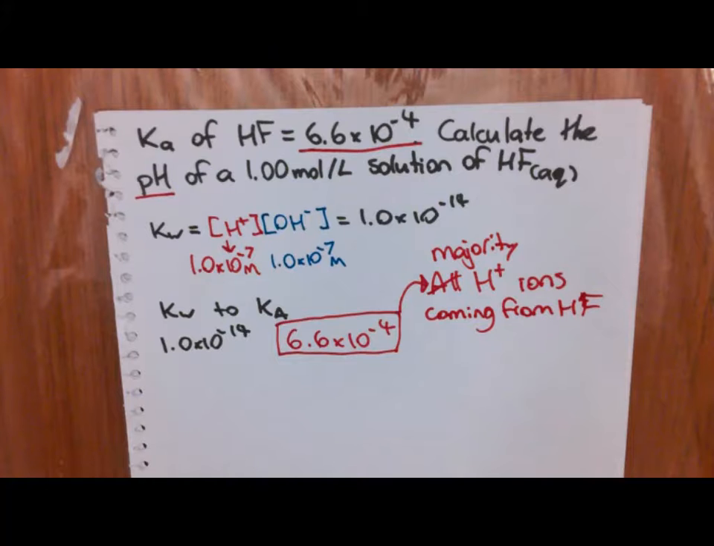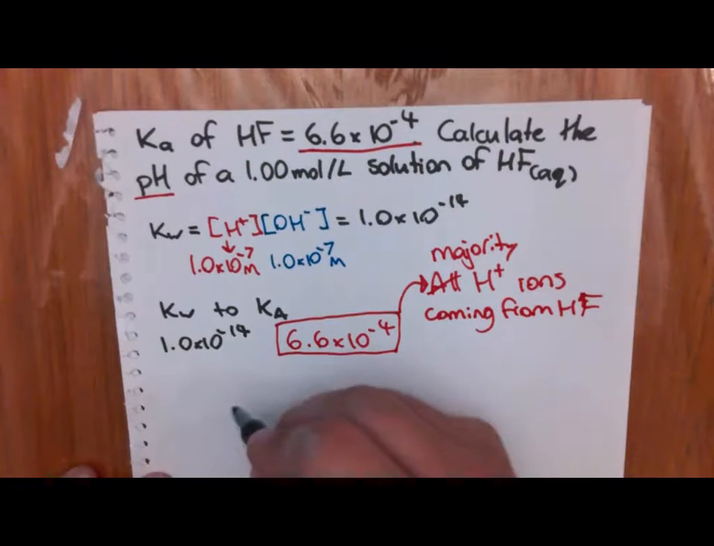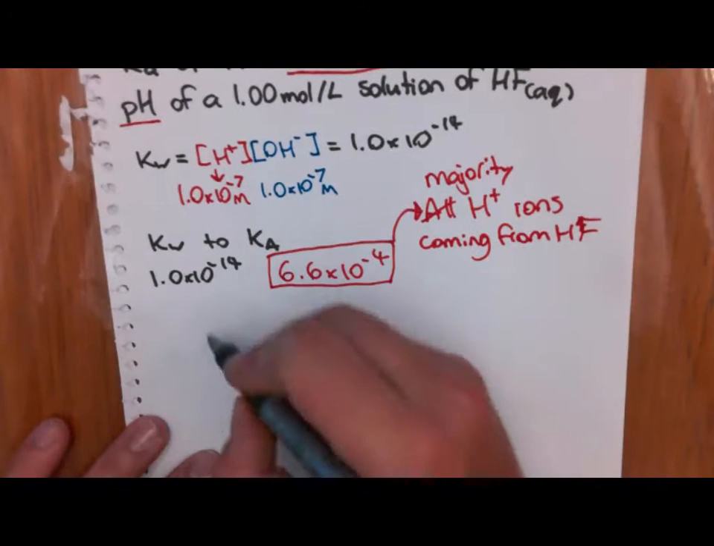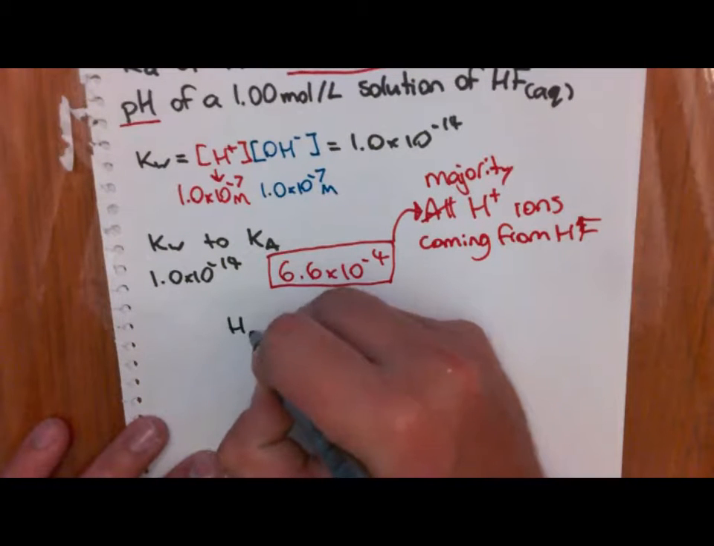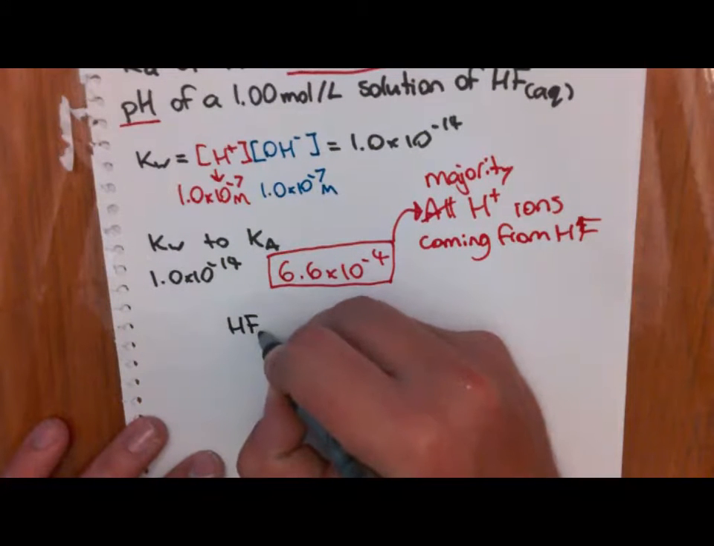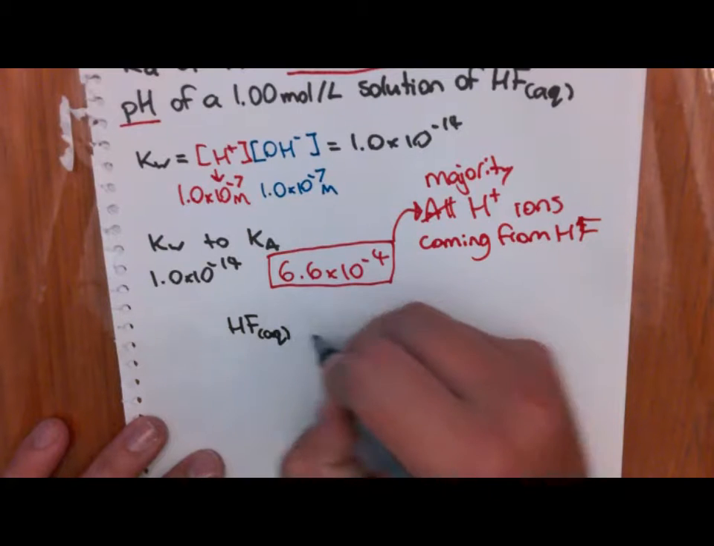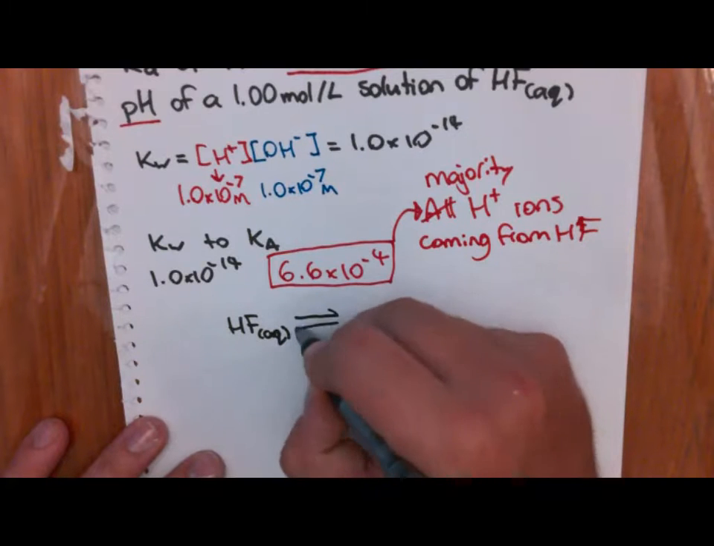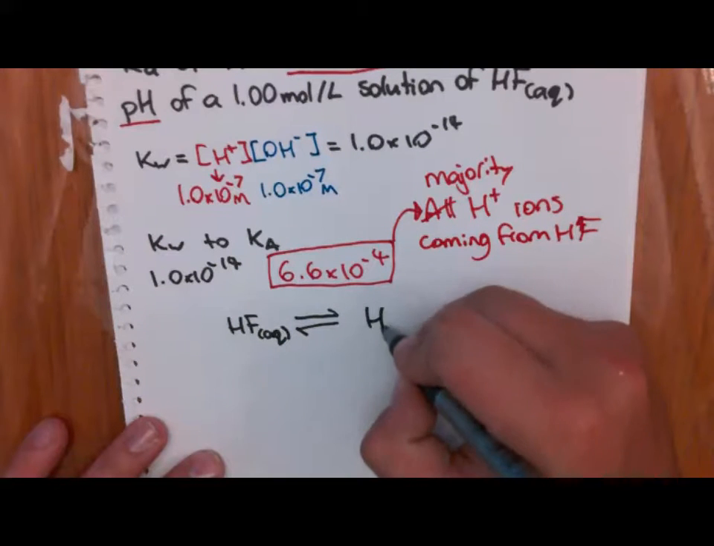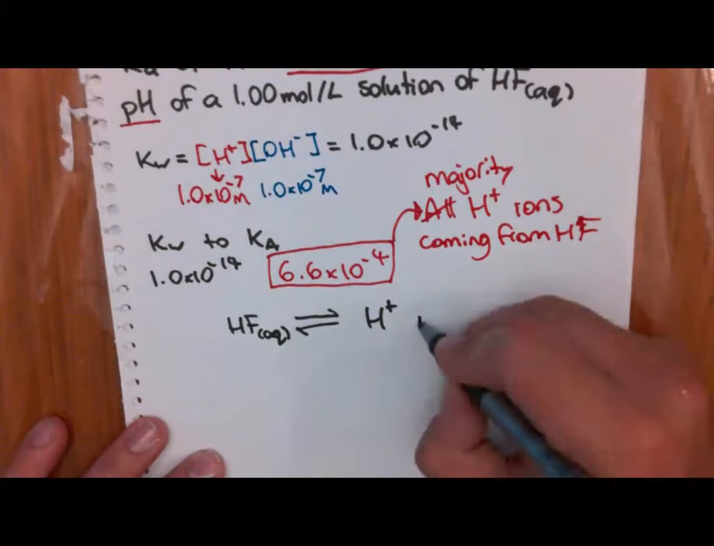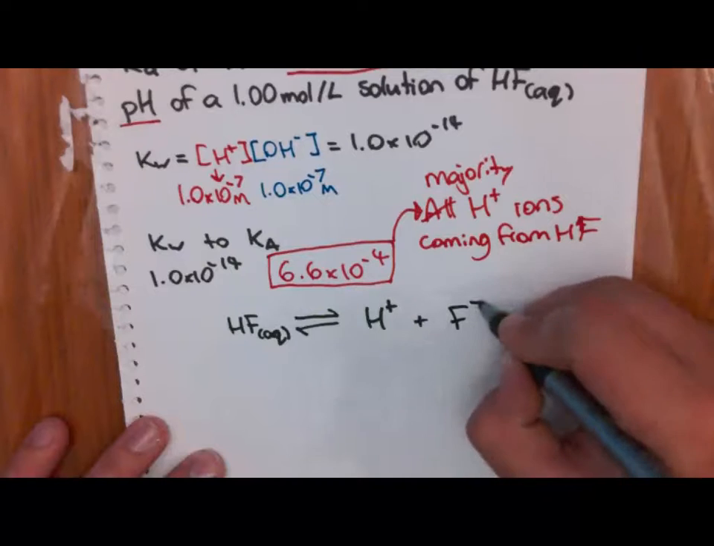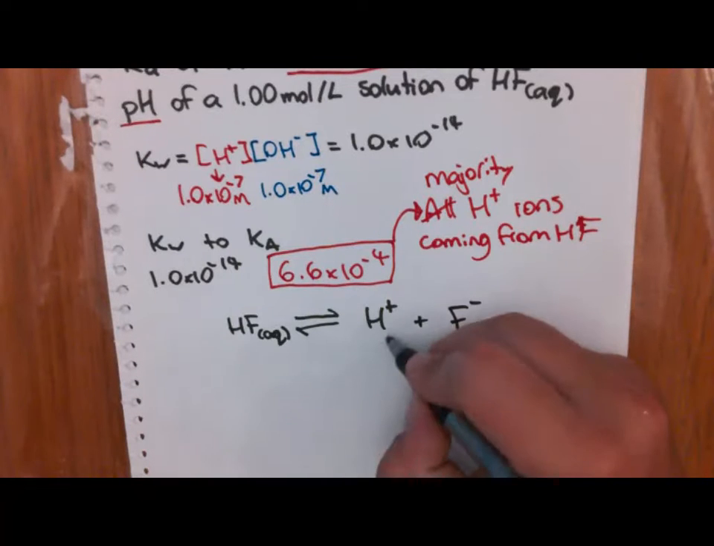Once we know that, again, like we've always done, make sure we're quickly writing out our balanced equation, or our net ionic equation, which I prefer to write instead of writing the H2O in. So we have HF, which is aqueous, and it reacts in equilibrium to produce H plus ions and fluoride ions, both of which are aqueous.